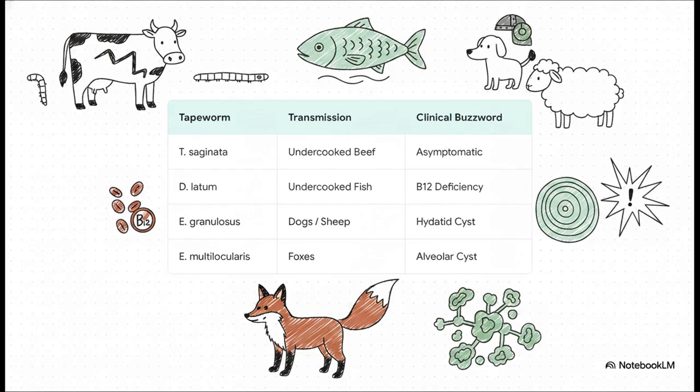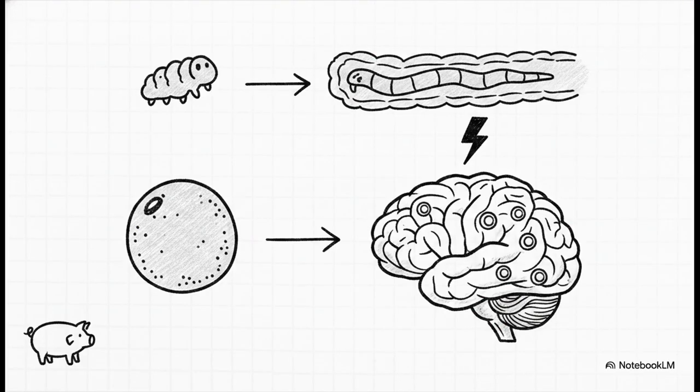Next, Echinococcus granulosus. You get this from dog feces or sheep. It causes hydatid cysts, usually in the liver. The extreme board trap here is that if this cyst ruptures during surgery, it causes massive, potentially lethal anaphylaxis. Finally, Echinococcus multilocularis comes from foxes and causes a much more invasive, nasty, tumor-like alveolar cyst. Now here's where it gets wild.